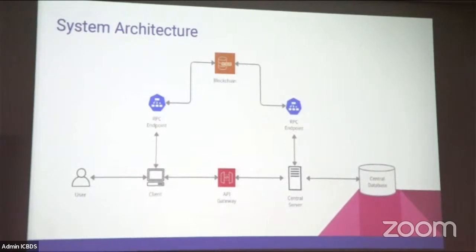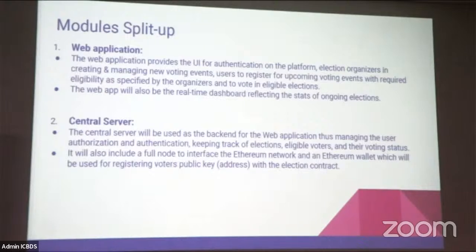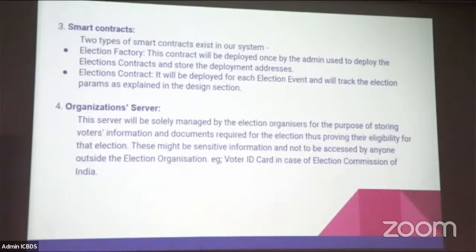So this is the system architecture where the blockchain is playing an important role. Here users can be at different locations, and the stored votes will be at different locations. Blockchain can play an important role in this. Actually this is a web application which involves a web interface through which the voters can view the voting. There is a central server, smart contract, and organization servers.